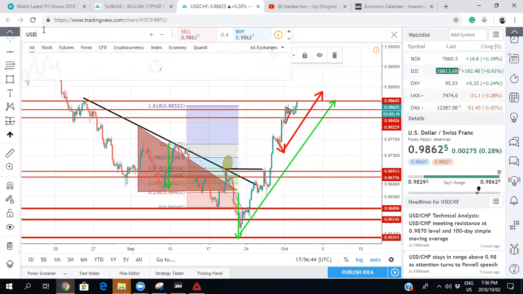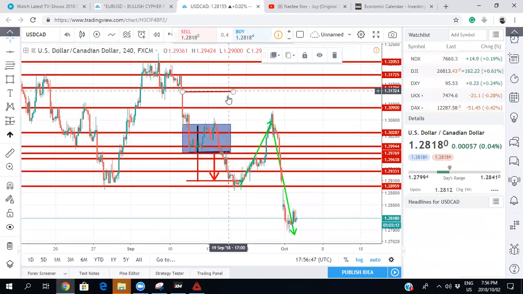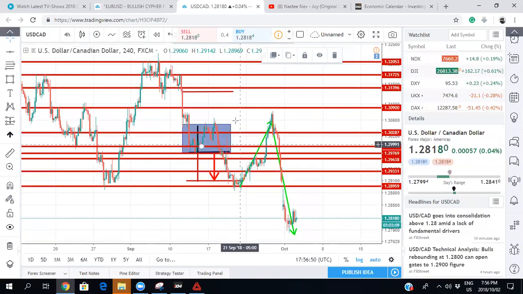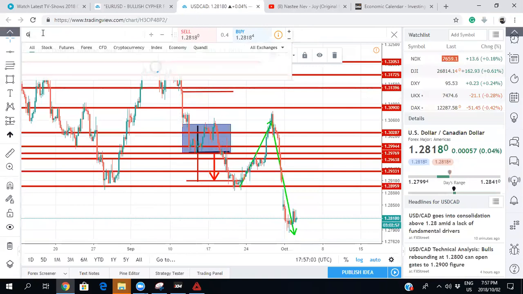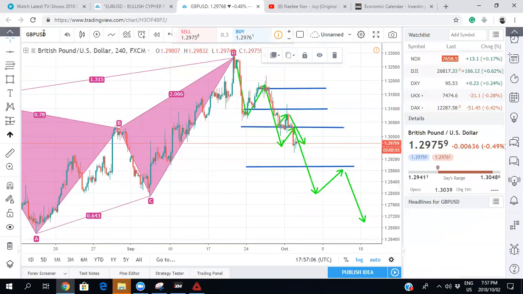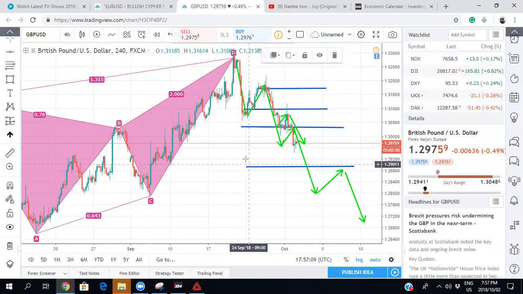We also have, I'm not sure about USD CAD, but okay, the USD CAD is within the box range. Okay, cool. I was saying it's a free analysis, but it's not. Let me check GBP USD. Okay, it's still within, and oh yeah.